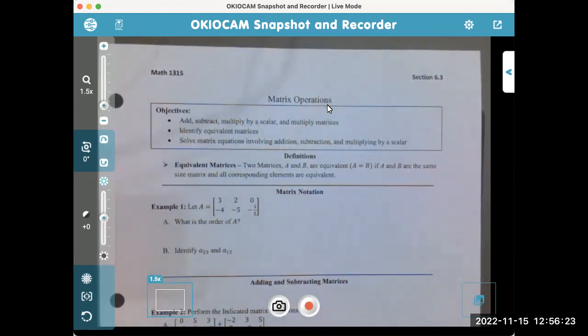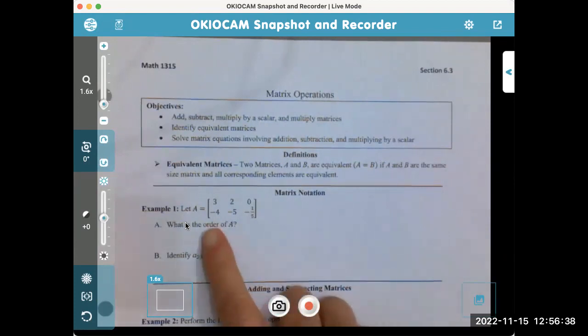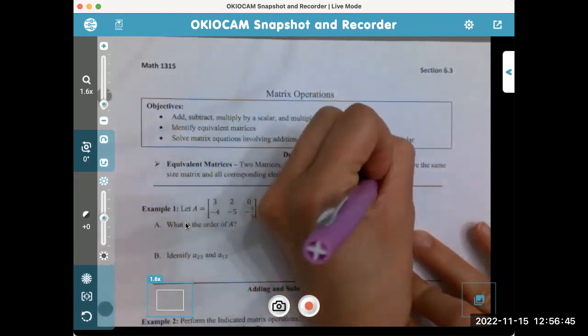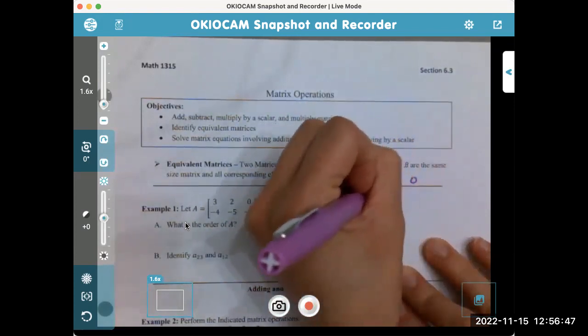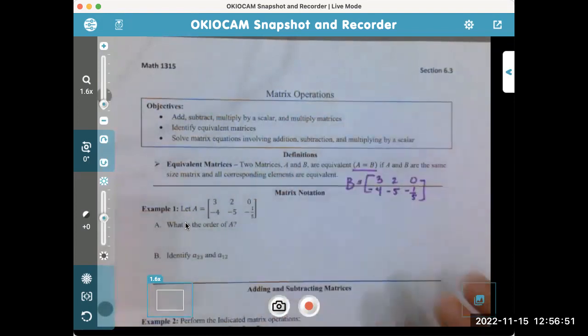So where to begin? Okay, yeah, so definitions. Equivalent matrices: two matrices A and B are equivalent, A equals B, if A and B are the same size matrix and all corresponding elements are equivalent. So it's pretty much what it sounds like. Let's just for the sake of argument say here's our matrix A. If A equals B, then B really would be a copy paste scenario of A. Easy peasy lemon squeezy, hopefully.